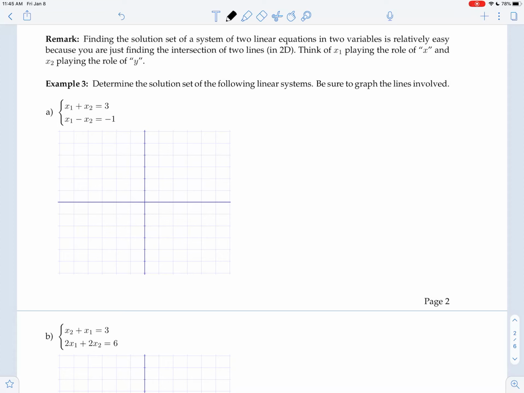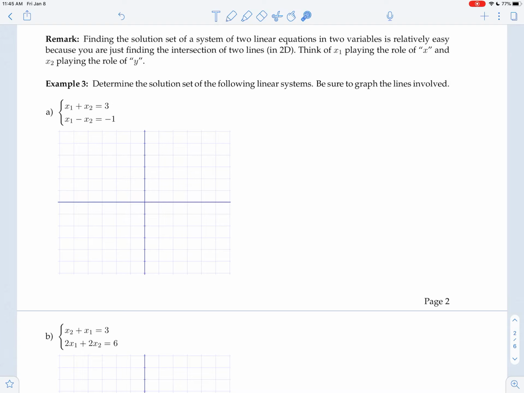So I want to look at some examples where there's only two variables present, and these examples really serve as inspiration and motivation for a lot of what we're going to do. They really model how linear systems tend to work. And so I just wanted to point out the remark here.